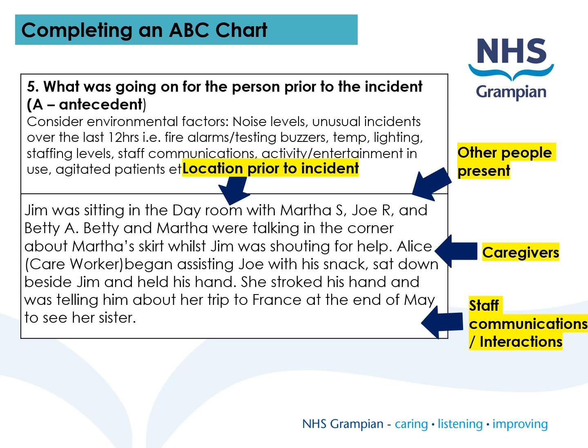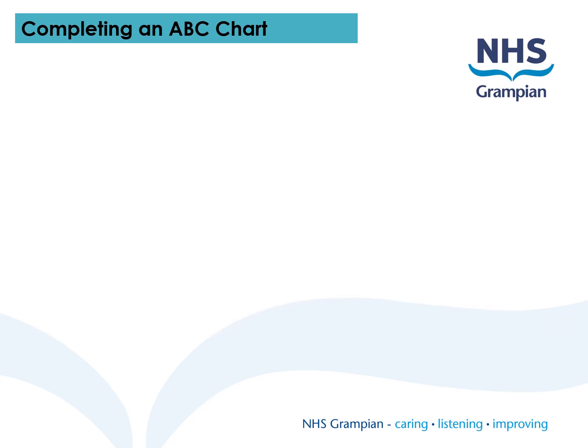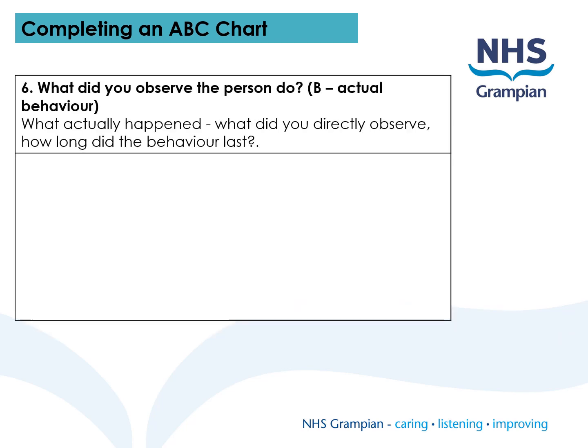So we identified what was being said, what was being done, and can use that to really gauge an idea of the behavior or what was going on prior to the distress behavior. The second part of what you will see is the behavior. So what did you observe the person do?